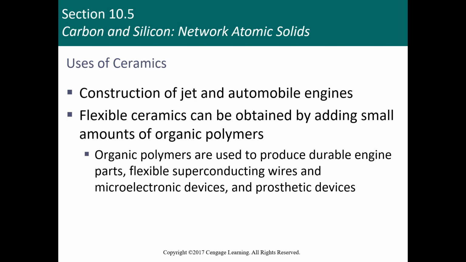So ceramics are used heavily in the construction of things like jet and automobile engines. A lot of spark plugs have ceramics in them. Flexible ceramics can be obtained by adding small amounts of organic polymers. The organic polymers are going to be used to produce durable engine parts, flexible superconducting wires, microelectronic devices and prosthetic devices. There's actually quite a wide range of uses you can make for ceramics.